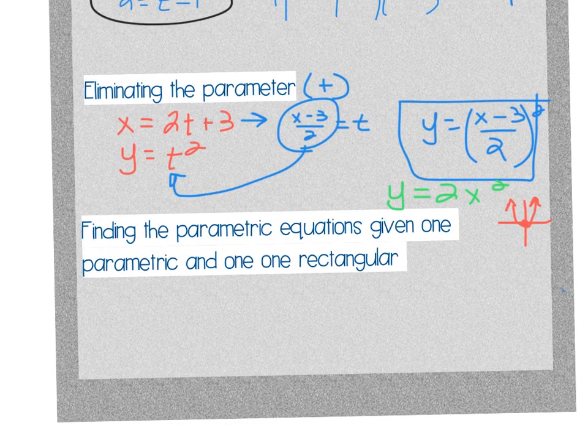Okay, and then the last one is working in the reverse. In this one, you're going to find the parametric equation given 1 parametric and 1 rectangular. So let's say it says x equals 2t plus 3. Again, we'll just use the same one. But then let's say it says y equals 2x.